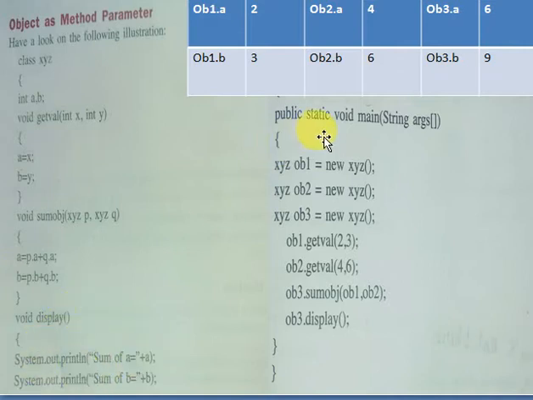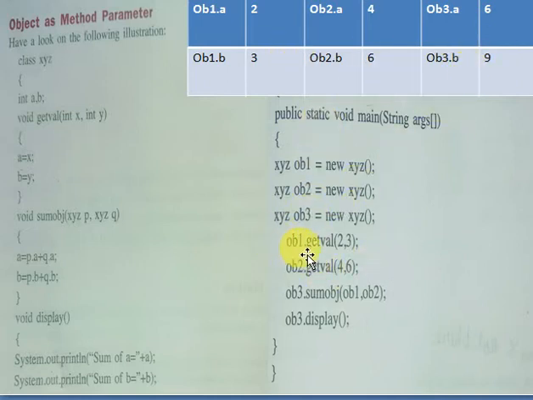Now, see, public static void main. XYZ ob1 means first object is created. ob1.a and ob1.b memory is allocated. Nothing will be there here. Then XYZ ob2 is equal to new XYZ, ob2.a, ob2.b, nothing will be here. XYZ ob3, there a and b will have nothing. So just three objects are created.